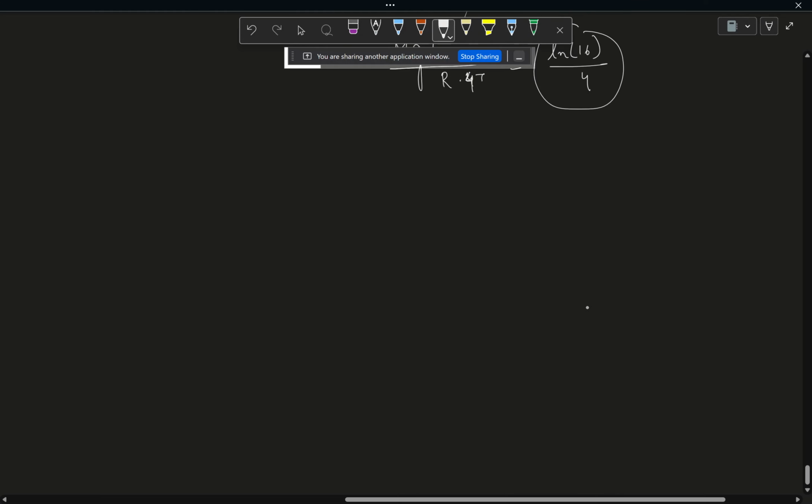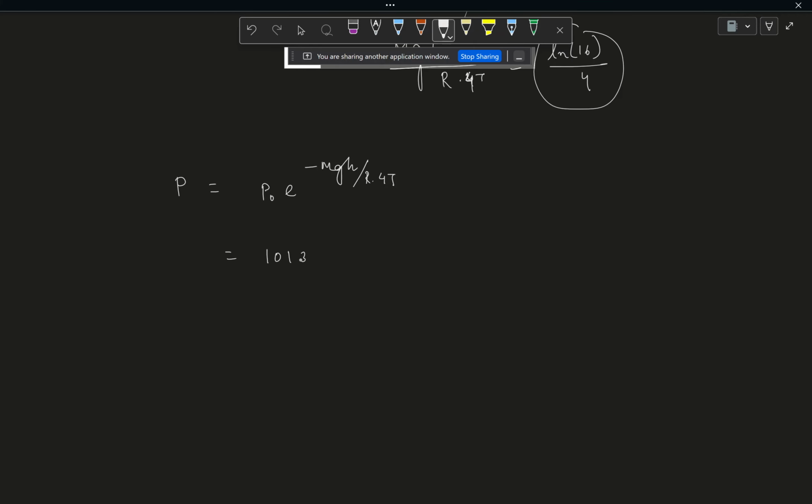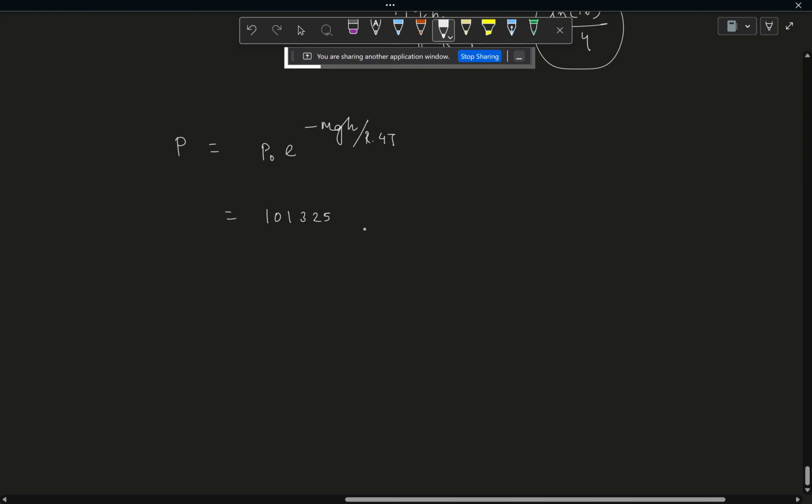Okay, so now you can directly use the formula and get the value of P, which is the pressure at a height h from the sea level. So you have P naught e to the power of minus mgh by R into 4T. Now P naught is something that is given to you in the question as 101,325 Newton per meter square.